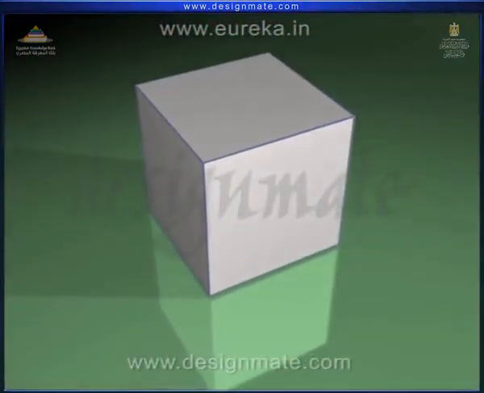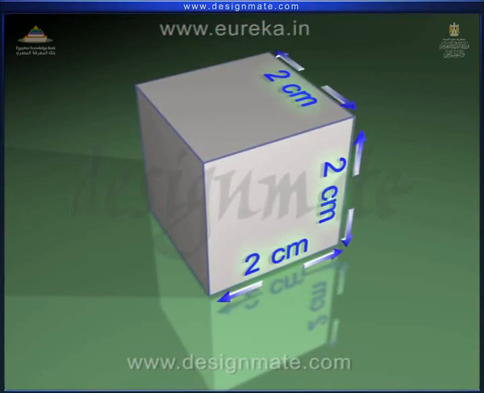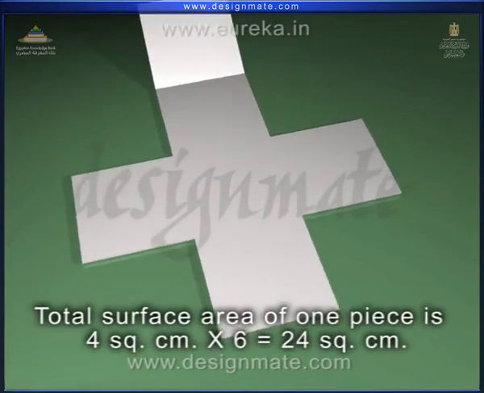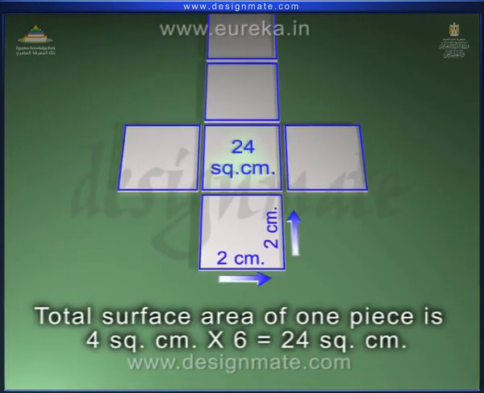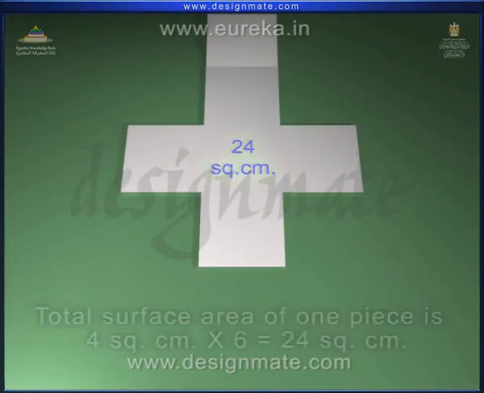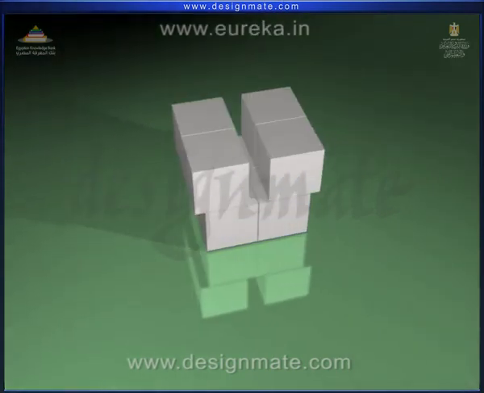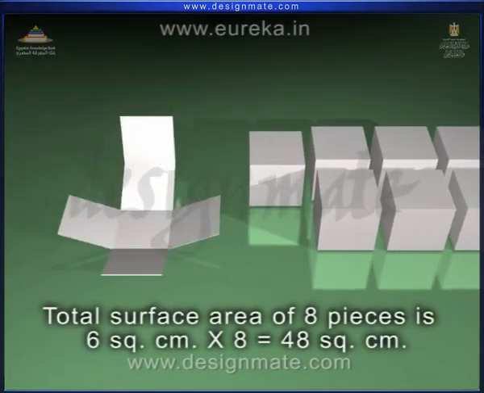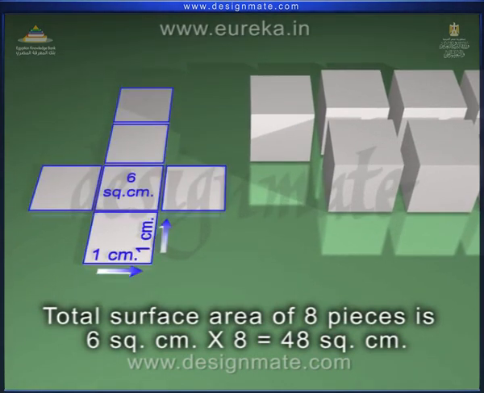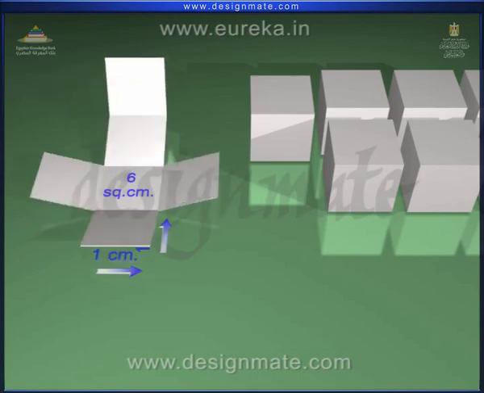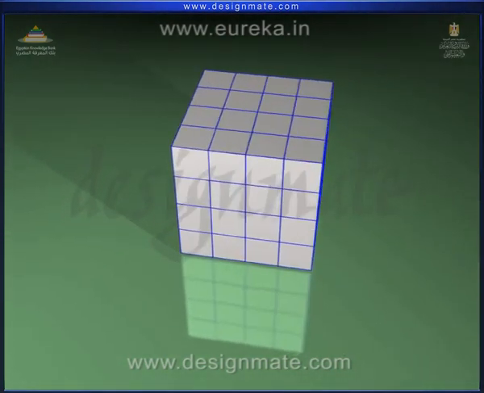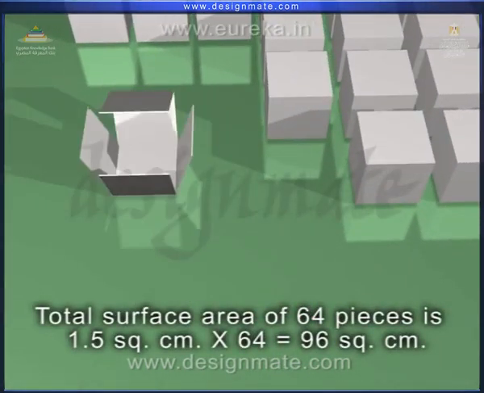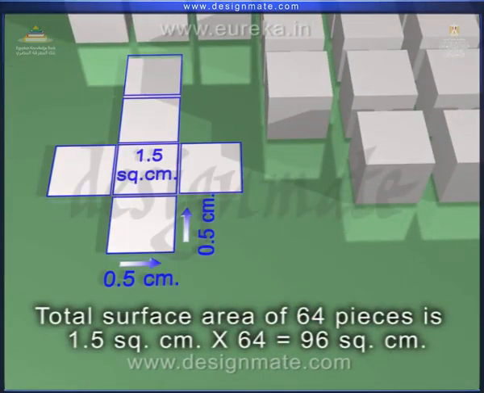Consider a piece of marble of 2 cm by 2 cm by 2 cm in dimensions. Its total surface area is 24 square centimeters. If this cube is cut into 8 smaller pieces, then its total surface area becomes 48 square centimeters. And if we further cut it into 64 smaller pieces, then the total surface area increases to 96 square centimeters.